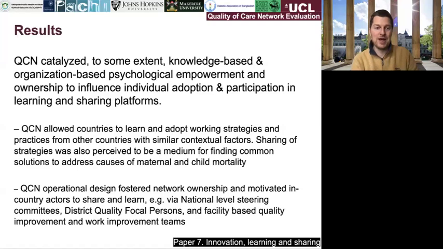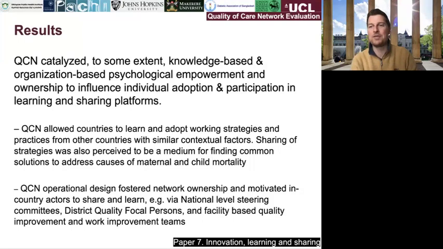It allowed countries to learn and adopt working strategies and practices from other countries with similar contextual factors. Sharing of strategies was also perceived to be a medium for finding common solutions to address common causes of maternal, newborn, and child mortality across contexts and across countries. QCN operational design fostered network ownership and motivated in-country actors to share and learn.